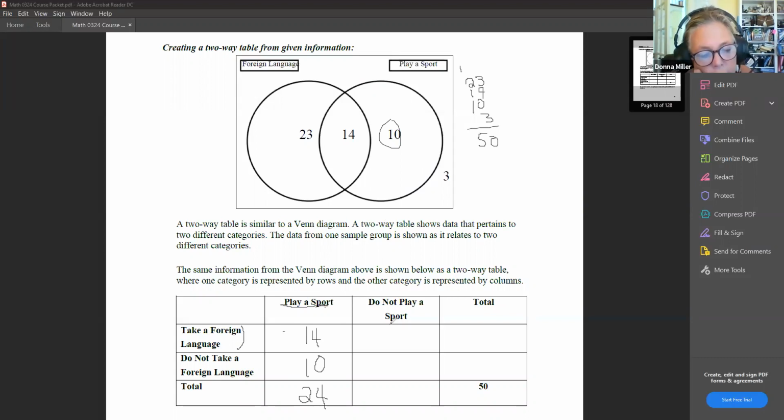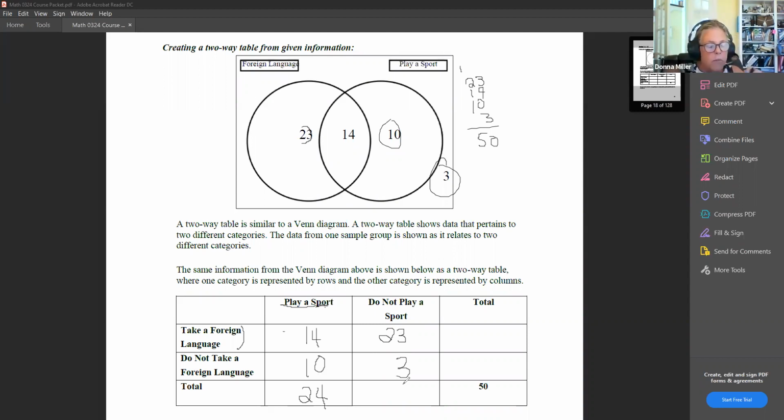Now we're going to go to the next row. How many do not play a sport? That means they're not in this circle here, and they take a foreign language. So they only take a foreign language. That would be 23 of them. The next one: how many do not play a sport and do not take a foreign language? If they don't do either, that's these guys out here. So that's 3.